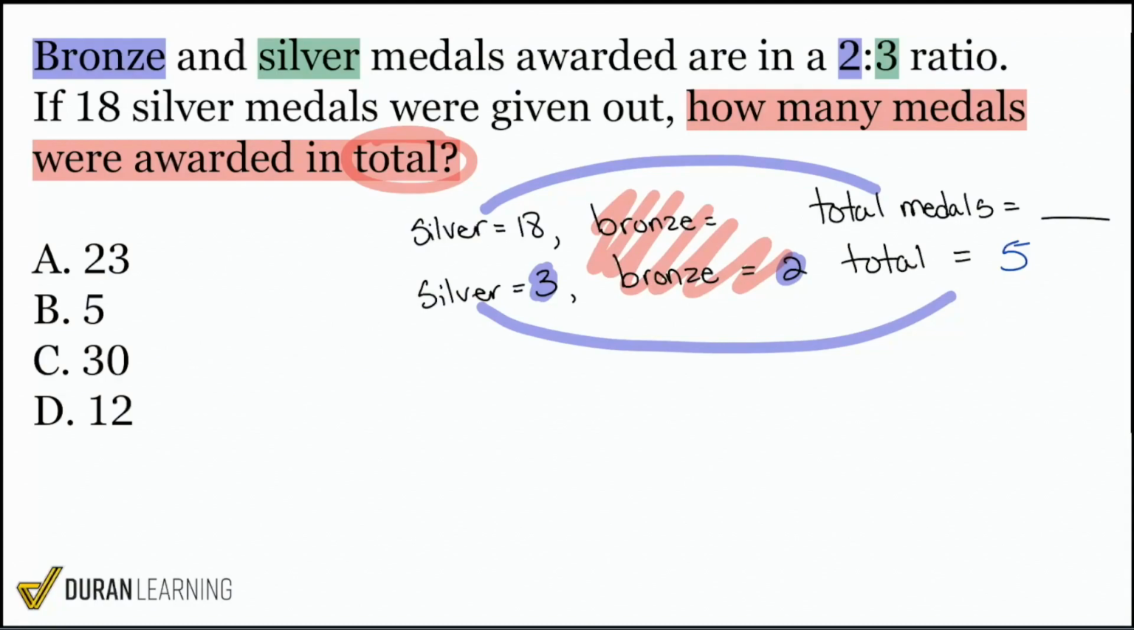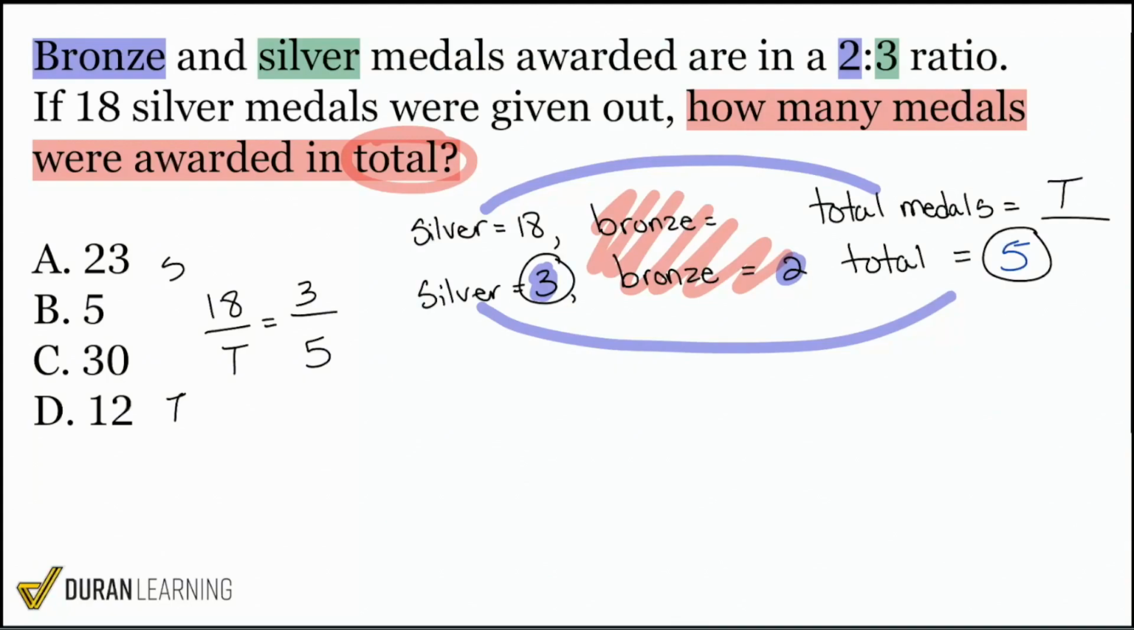I'm just going to compare silver to total, and when I do this, watch. I'll put a T for total, and so I'll have silver up top, total on the bottom. Then we're going to write 18 over T equals 3 over 5. Again, silver over total. So now that we're here, we're good to go. We can cross multiply and divide if we wanted to.